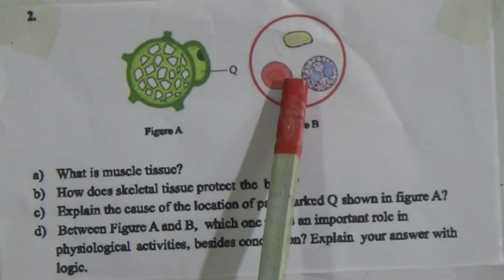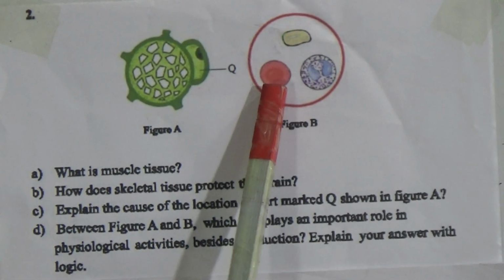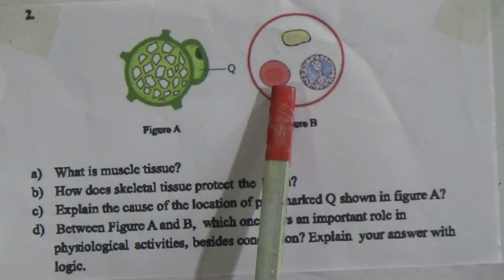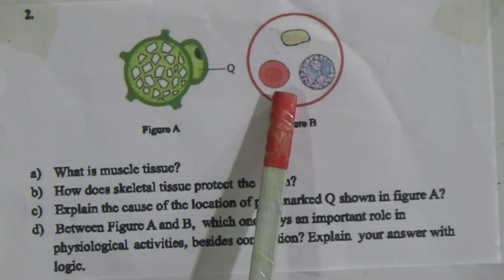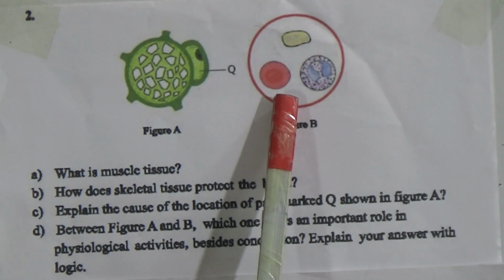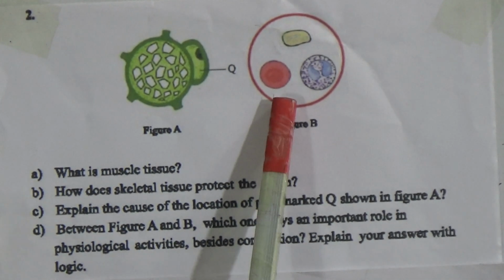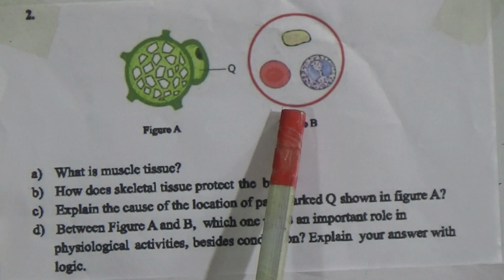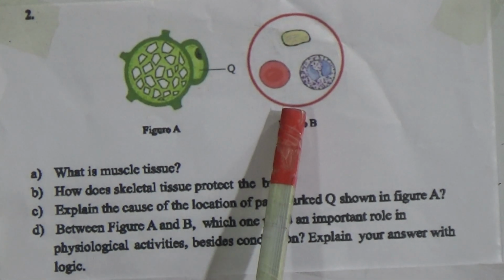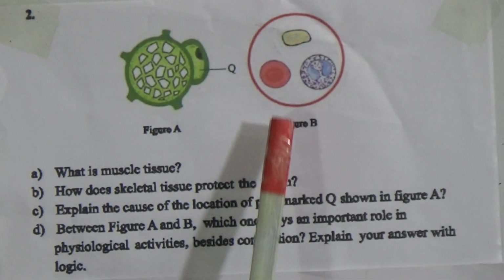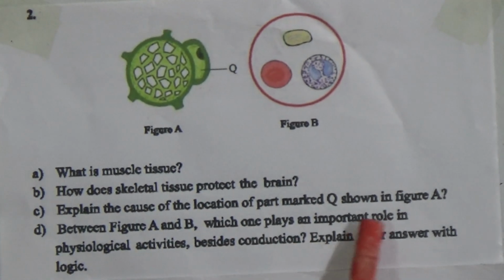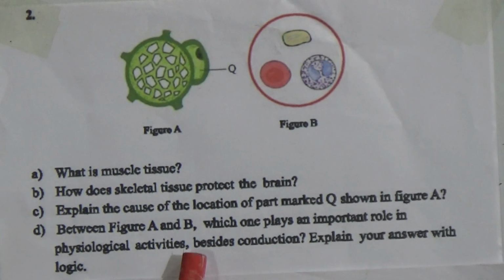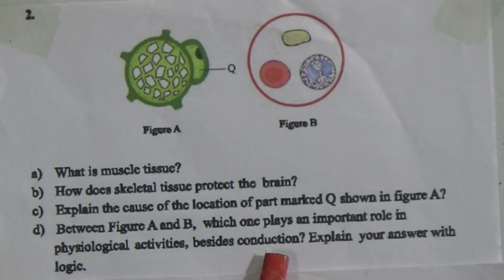And blood is a liquid connective tissue, as I have just told. The plasma of blood maintains the balance of organic and inorganic materials, and another work of blood is that it maintains the proper temperature of our body. That means between figure A and B, figure B plays an important role in physiological activities besides conduction.